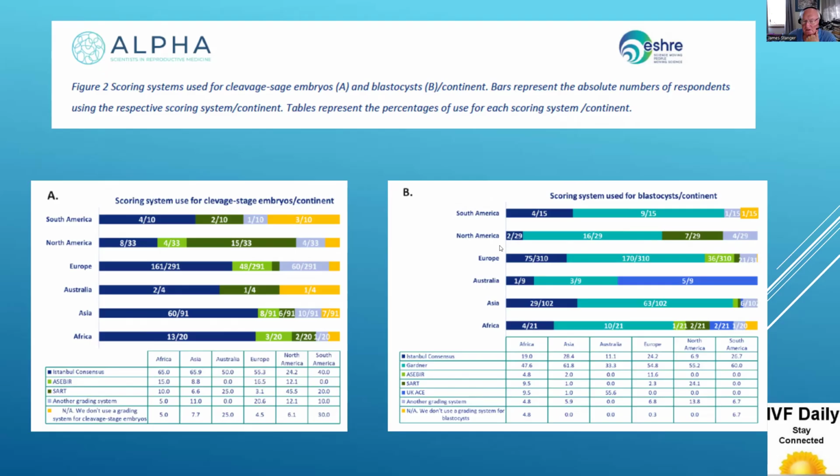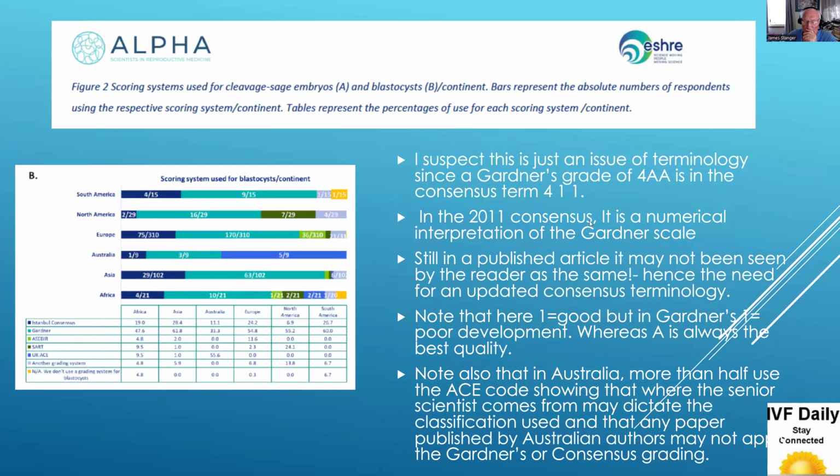And I think it'll be interesting to see how well the new update will actually address this issue. But in a funny way, I think this is just an issue of terminology, since the Gardner's grade 4AA in the consensus is, as I understand it, 411. In 2011, the consensus was the numerical interpretation of the Gardner scale that was how it was described. Now, still in published articles, it may not be seen by the readers as the same, hence the need for an updated consensus terminology. Note here that 1 for the Istanbul consensus group is good, but in the Gardner scheme 1 indicates poor, whereas A is always the best quality.